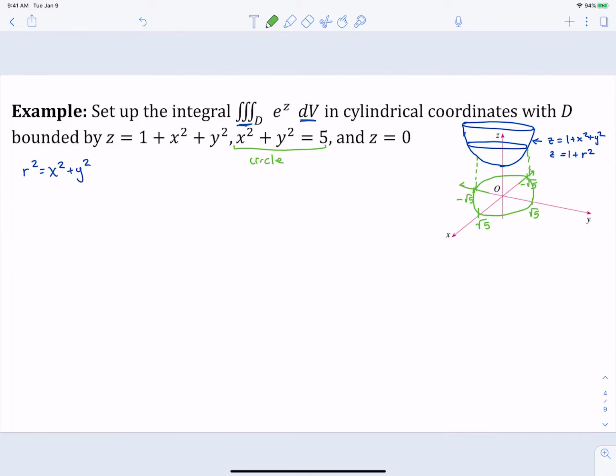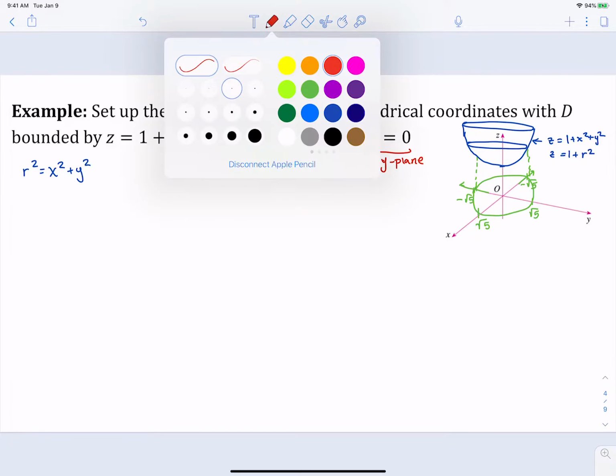And z equals 0. So this is the xy plane. And that's saying that we're not going to do anything negative, so it's going to literally be sort of this cylinder right here with kind of that bowl for a top. Okay, that red is kind of making me a little crazy.